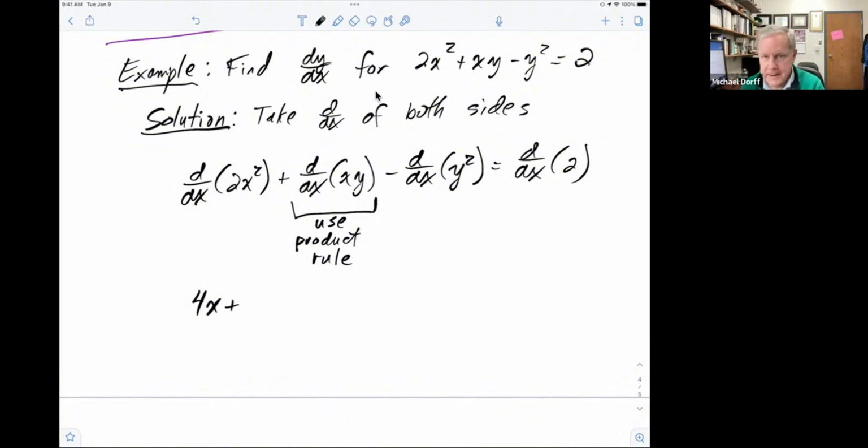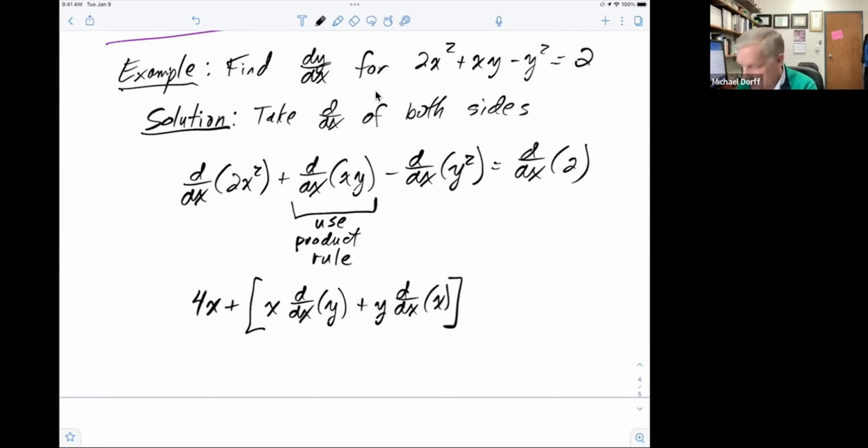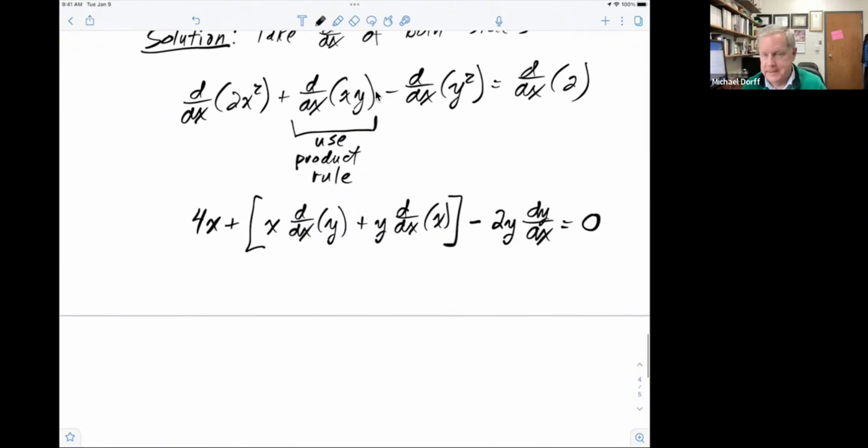And now, what do I get for the next term? Well, doing the product rule, I've got the first term, x, times the derivative of the second, so that's d/dx of y, plus the second term, which is y, times d/dx of the first term. That's the product rule. All right. Then for the next term, I have minus d/dx of y squared. I take that derivative. By the power rule, that's going to be 2y, and I'll have a dy/dx. And then on the right side, we have 0. Often you'll find on many of these problems, on the homework or examples like this, you do get a 0 on one of the sides because it's a constant.